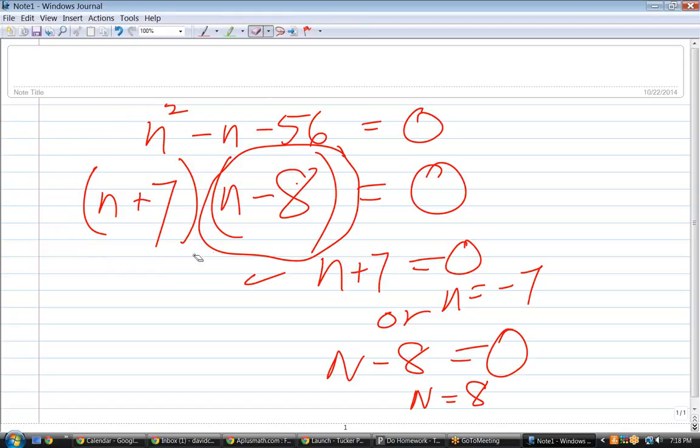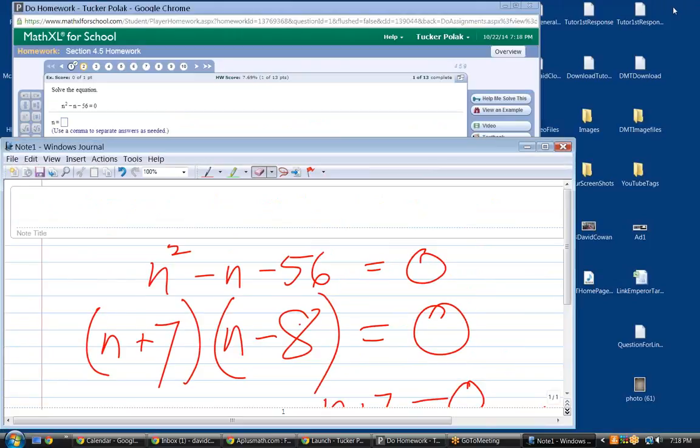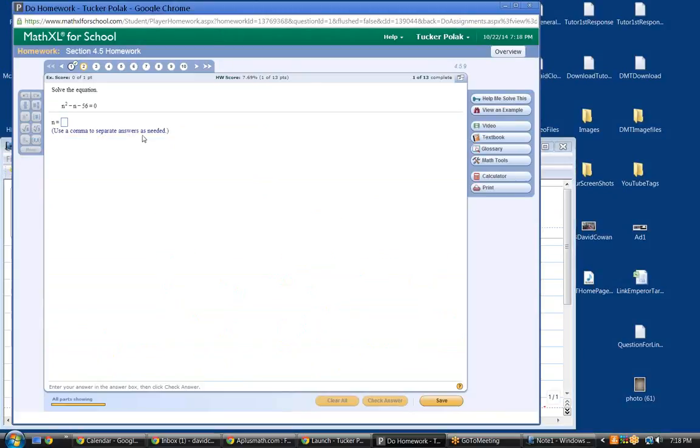So that's the entire process for solving that problem by factoring. Okay, let's do another one. Oh, we have to put in our answer, I forgot.